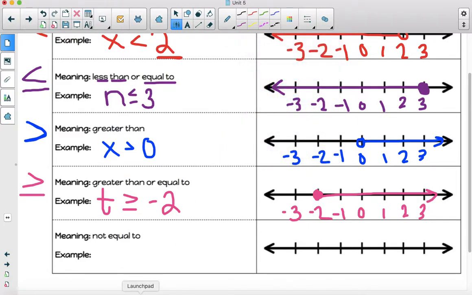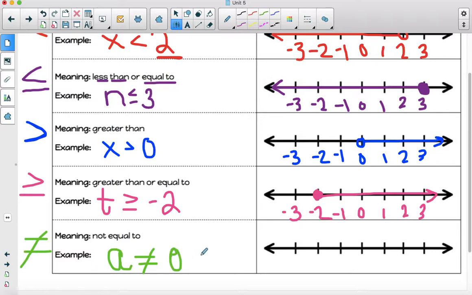All right, last one that we're going to do here, not equal to. Okay, not equal to, the symbol for that would be an equal sign with this diagonal slash through it. So if it's not equal to that, it means it could be any other number besides that. So for example, we could use the letter A is not equal to, let's go with 0.